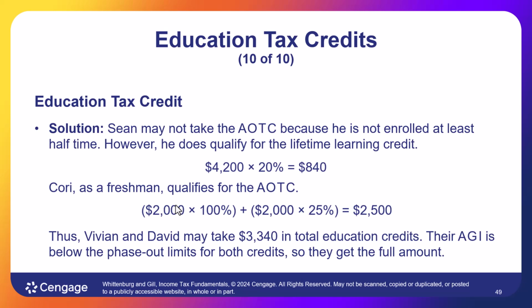Steve may not take AOTC because he's not enrolled at least half-time. However, he does qualify for lifetime learning, so $4,200 times 20%. Cora is a freshman and qualifies for AOTC, which is $2,000 times 100%, and then $2,000 times 25%, so $2,500. Thus, they get education credits. We add the two together and get $3,340. They get the full amount of credits because their AGI is below the phase out.